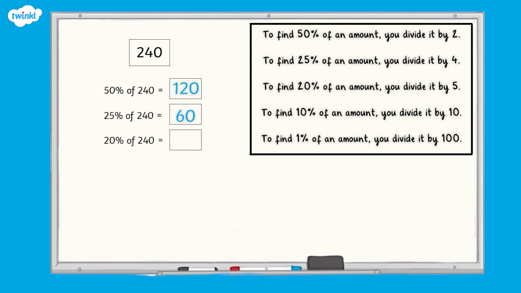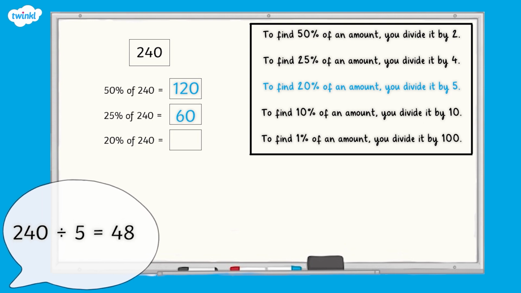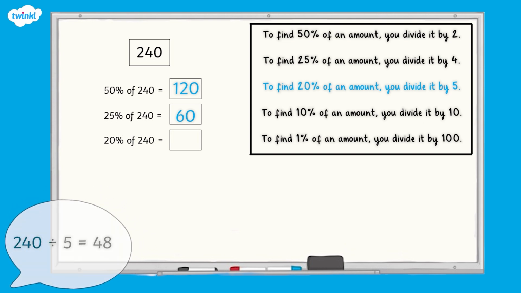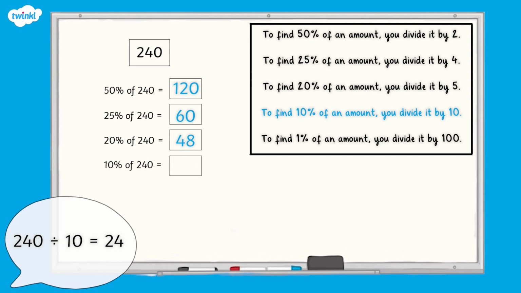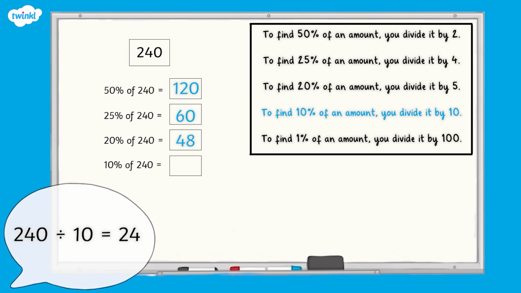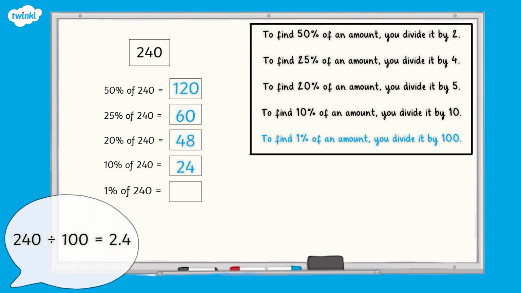To find 20% of 240, we divide by 5. 240 divided by 5 equals 48, so 20% of 240 is 48. To find 10% of 240, we divide by 10. 240 divided by 10 equals 24, so 10% of 240 is 24. Look carefully at the relationship between 20% and 10%. 10 is half of 20, and 10% is half of 20%. And to find 1% of 240, we divide by 100. 240 divided by 100 equals 2.4. So 1% of 240 is 2.4.